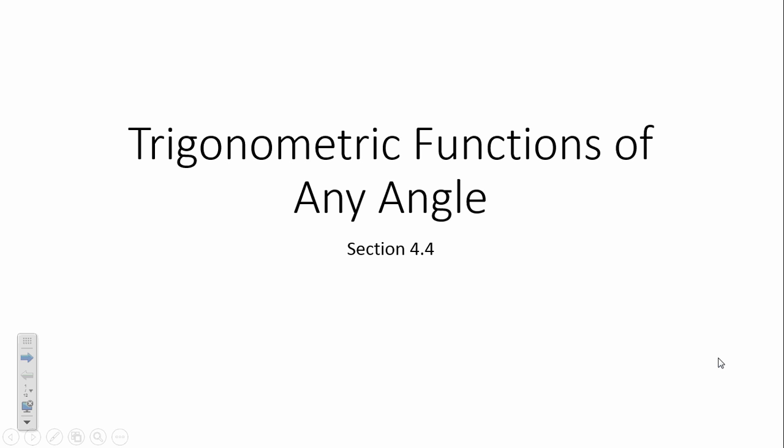Section 4.4 is on the trig functions of any angle. So we talked about the unit circle having a radius of 1, and the sine of t for a unit circle was equal to y and the cosine was equal to x. And I told you that that's not the rest of the story. So today we're going to finish off that rest of the story. So don't memorize that y and that x too carefully, okay, until today.